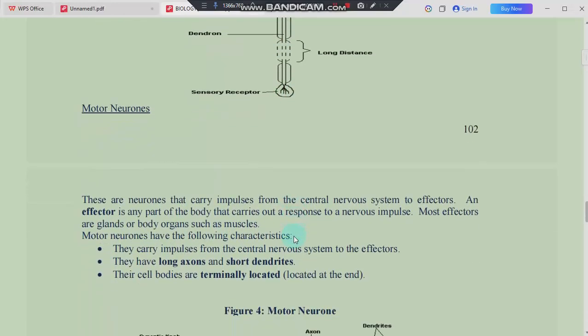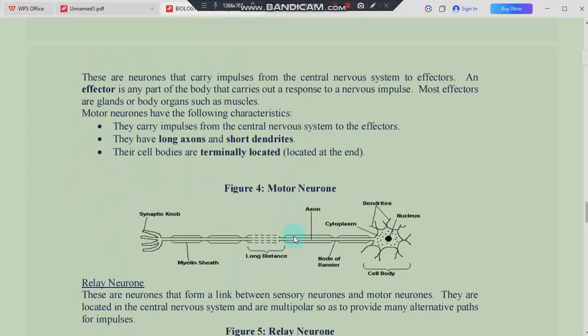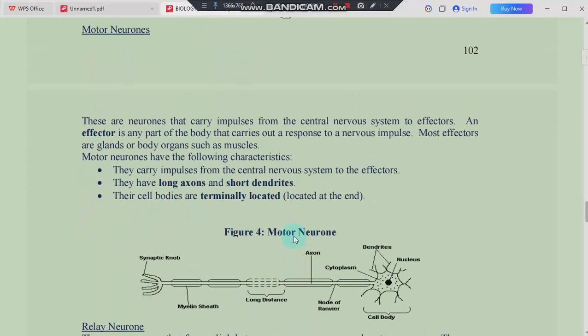Moving on to another neuron, we have the motor neuron. So this motor neuron, we said it carries nerve messages or nerve impulses from the central nervous system to the effectors. And an effector is any part of the body that carries out a response to a nervous impulse. Most of the effectors, rather, are the glands or the body organs such as the muscles.